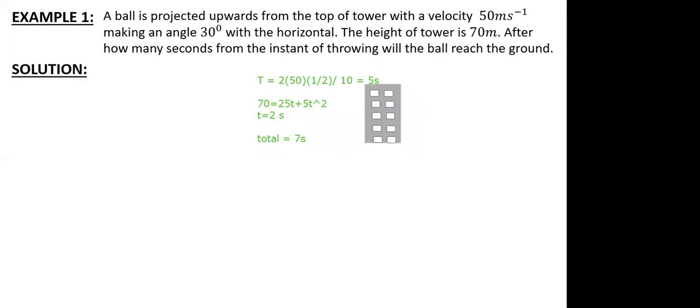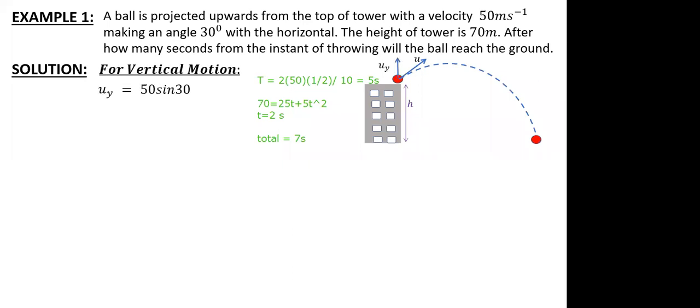If for the entire question I just assume it as vertical, the initial vertical velocity was 50 sine 30, which will be nothing but 25. Then vertical acceleration was minus 9.8. If I talk about the displacement vertically, that was just minus 70 because it is going to reach the ground and that motion is going to be downward. So displacement covered will be minus 70.